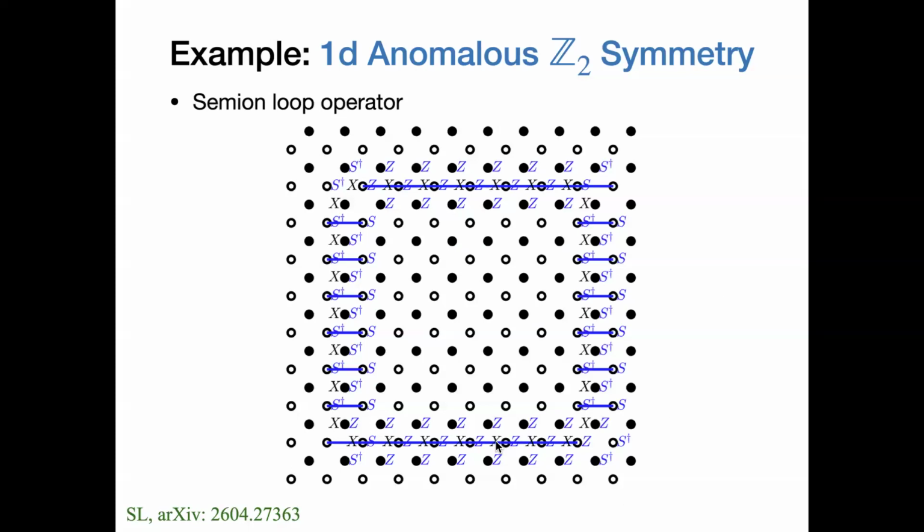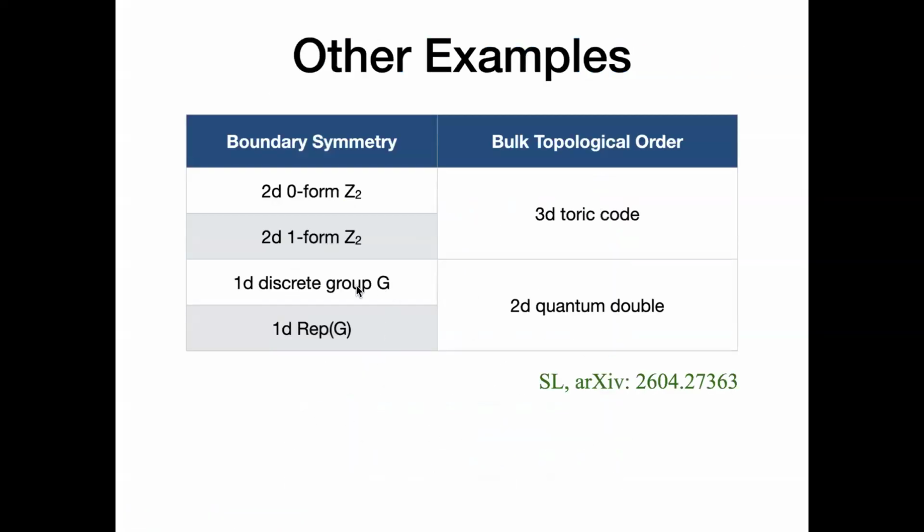Okay. So in the paper I have a few other examples. For example, in particular, I have one example for non-abelian symmetry, which is a 0-form discrete group symmetry G, and also the 1D Rep(G) symmetry, which is a non-invertible symmetry. And also a one-form symmetry example. But given the time constraint, I will not talk about these examples in this talk.